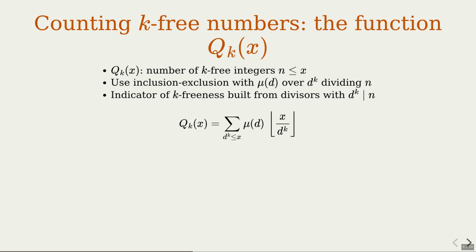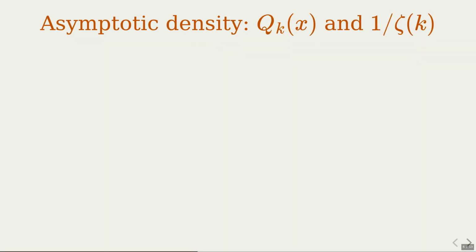Summing that indicator from 1 up to x gives this formula, where for each divisor d, we count how many multiples of d to the k lie up to x. So this really looks like the square-free formula, but with every square replaced by a kth power. From here, the rest of the story is to approximate this sum and read off the main term for large x. Now we turn the exact formula into an asymptotic, isolating the main term as x grows.